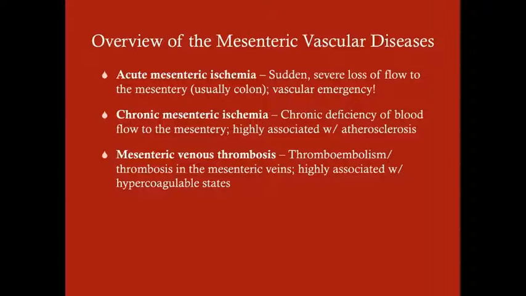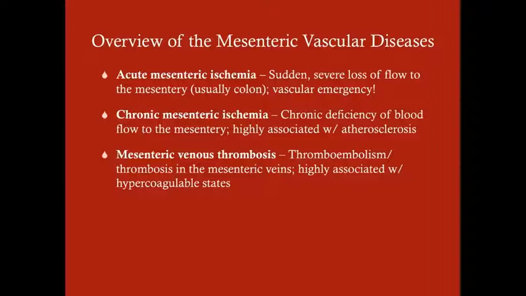So this is a big emergency, and you need to be able to pick this up right away. So acute mesenteric ischemia. Then we also have chronic mesenteric ischemia, and this is a chronic deficiency of blood flow to the mesentery, and it's not as deadly as acute mesenteric ischemia because you have time to develop your collaterals. This is something that develops over a long period of time.